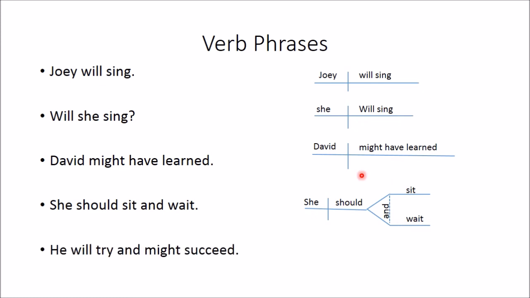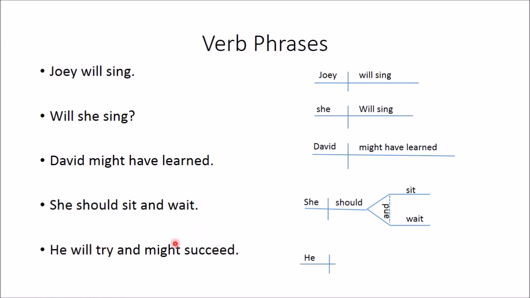Now, one more. He will try and might succeed. In this case, we have a conjunction again, but both verbs have their own helping verb. So try is the main verb and will, helping. Succeed, main verb, might, helping. So in this case, we have a compound verb phrase again, but instead of sharing the helping verb like sit and wait share should, each has its own helping verb. Try has will, succeed has might.